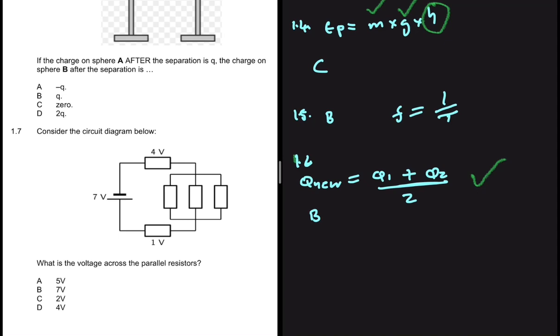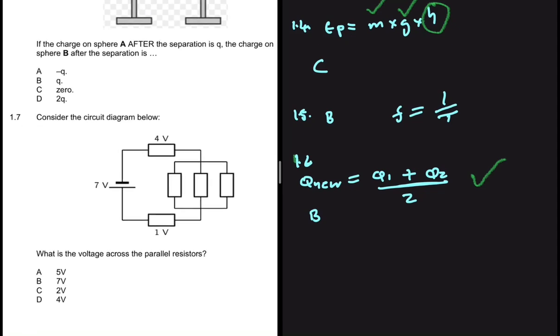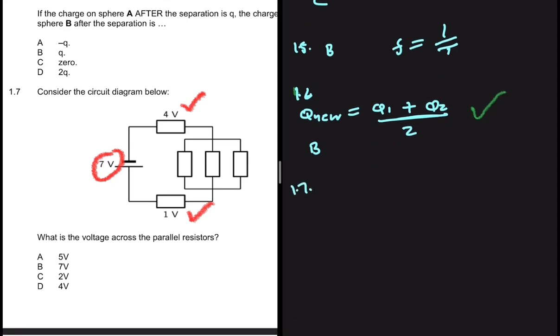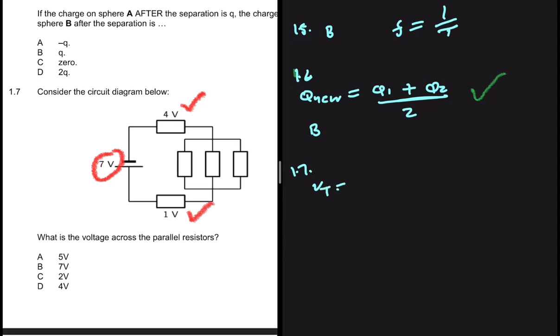1.7, we have a circuit diagram given to us. The question is asking, what is the voltage across the parallel resistors? Our battery, our total voltage, is 7 volts. Then we have a resistor dissipating 4 volts, and another resistor with 1 volt. We know fully well that VT, the total voltage, is equal to V1 plus V2 plus V3 and so on, V1, V2, V3 being all places where voltage is dissipated.